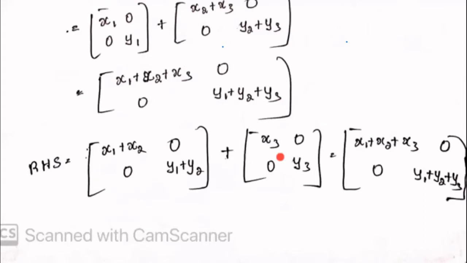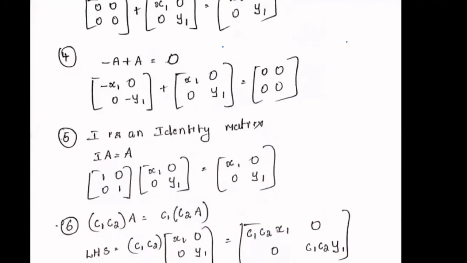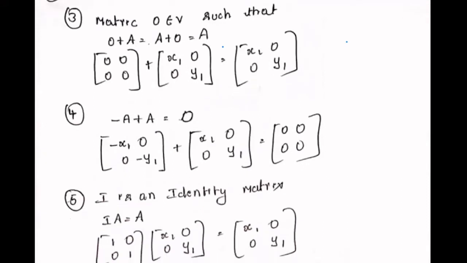C is this part. Then the sum of this is x1 plus x2 plus x3, 0, 0, y1 plus y2 plus y3. Okay. So you can observe that the left hand side is equal to the right hand side. So the second part is proved. Okay. The third one is this.